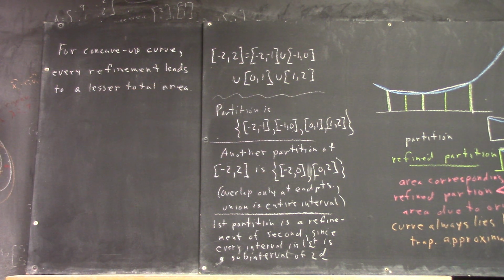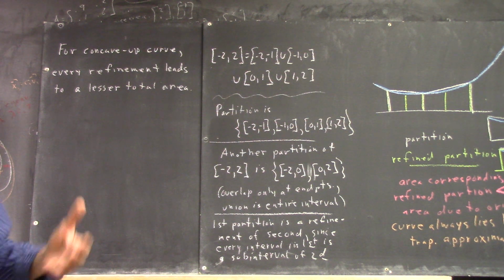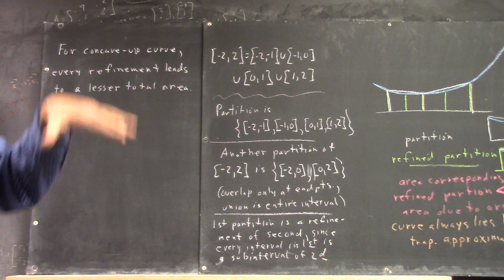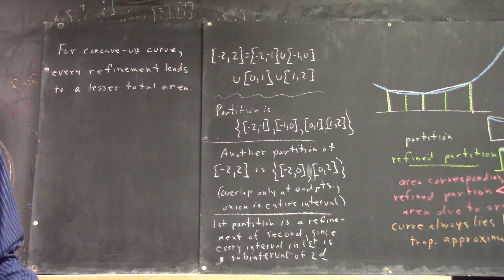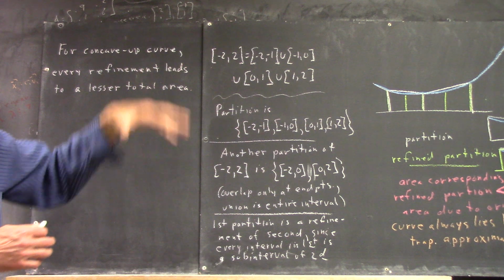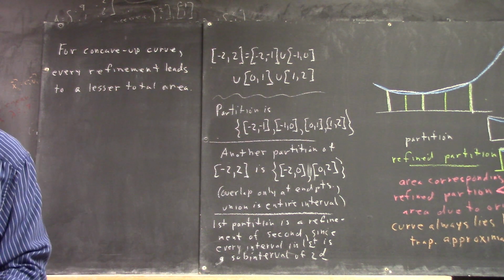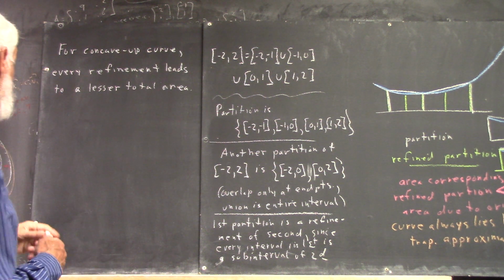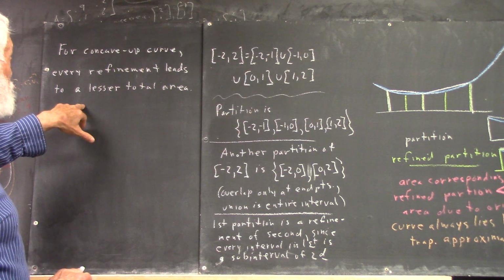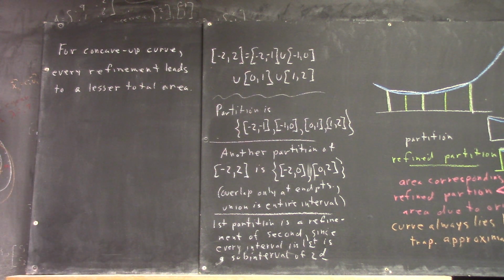Now, when I say for concave up curve, I'm not being real specific about the concave up curve, there's a little more to it. The concave up curve also has to be above the axis. And certainly graphs can go below the axis, but if we understand for graphs that stay above the axis, we can easily modify our arguments. And we're not going to worry too much about that. Get this idea down, I'm going to be real happy. So for concave up curve, every refinement leads to a lesser area. Okay?